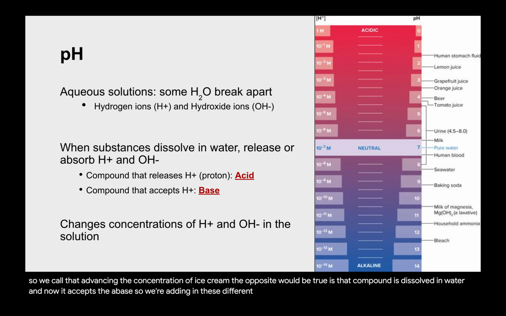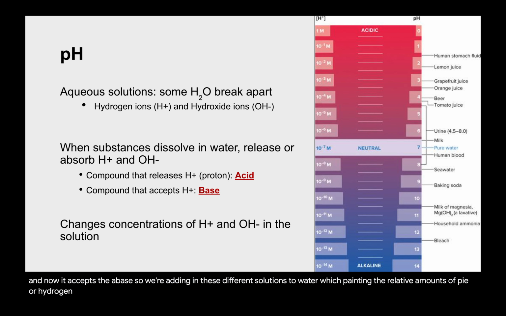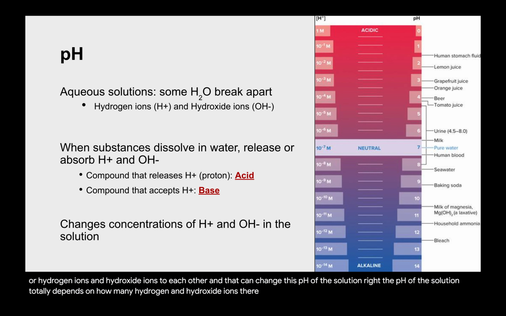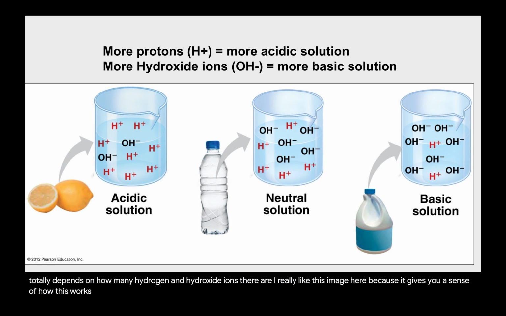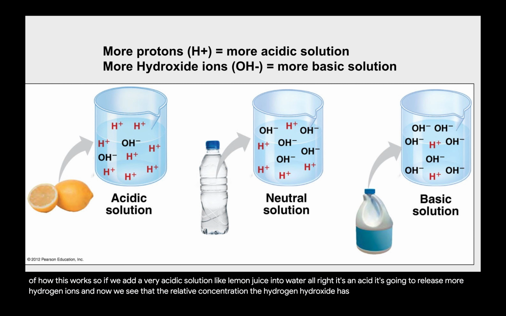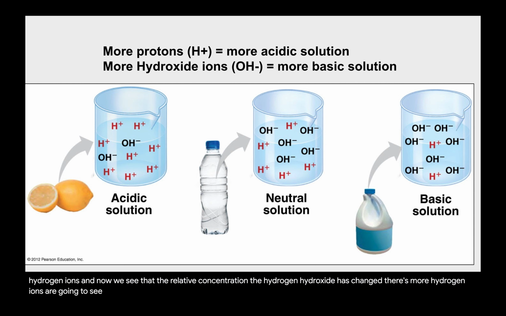So when we add these different solutions to water, we're changing the relative amounts of hydrogen ions and hydroxide ions to each other. And that can change the pH of the solution. The pH of the solution totally depends on how many hydrogen and hydroxide ions there are. I really like this image because it gives you a sense of how this works. If we add a very acidic solution like lemon juice into water, it's an acid. It's going to release more hydrogen ions, and now we see that the relative concentration of hydrogen to hydroxide has changed. There are more hydrogen ions, so it's an acidic solution.